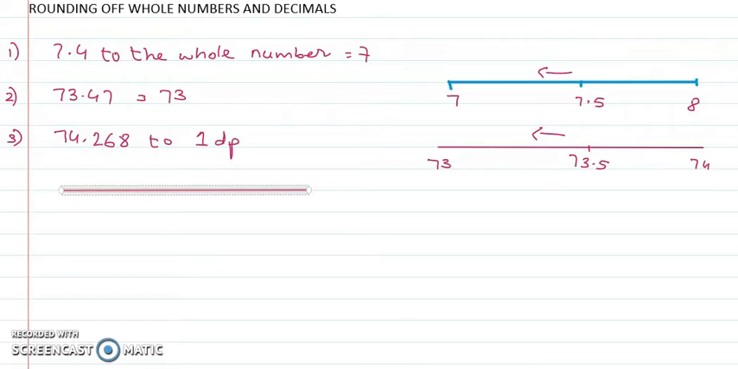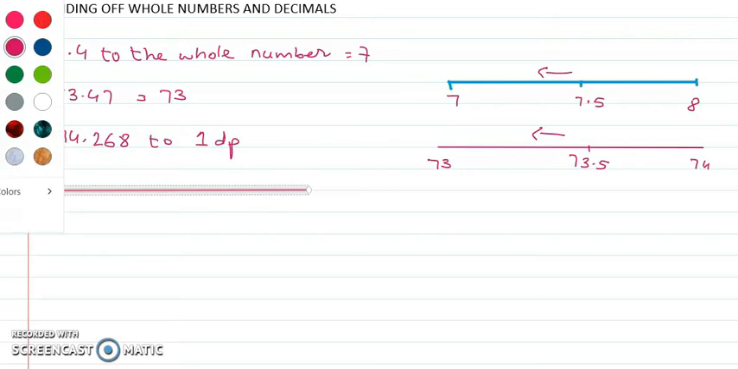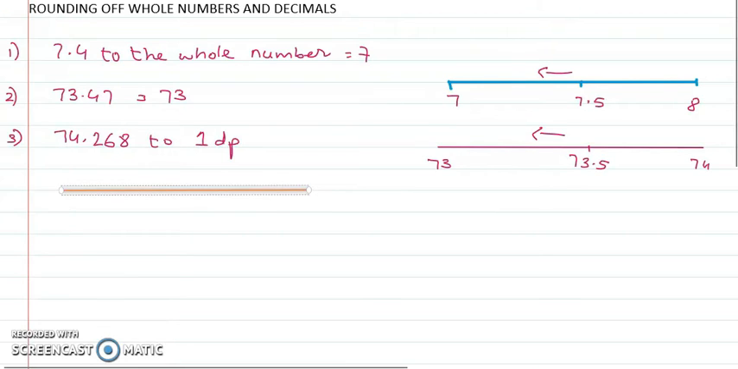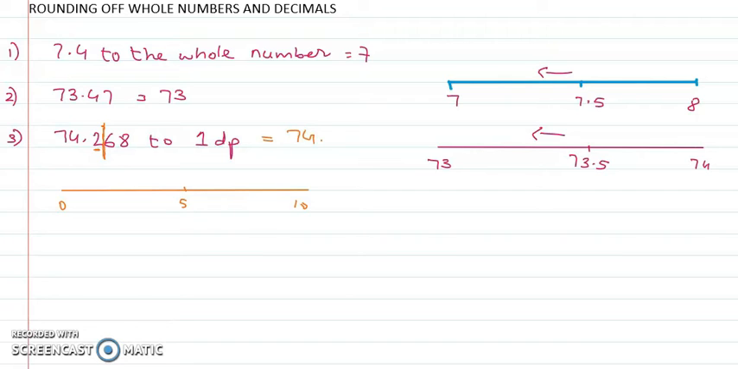Now when they are talking about one decimal place, we have a cutoff value here. We call it a cutoff value. So this is my first decimal place. This means I will end my answer here. And now I will see what is after this cutoff point. This is 6. Now 6 is a number that is more than halfway between 0 and 10. This means my answer will be 74.3.